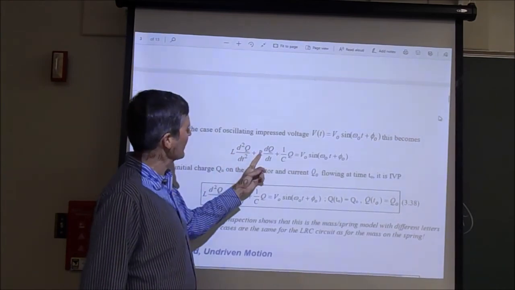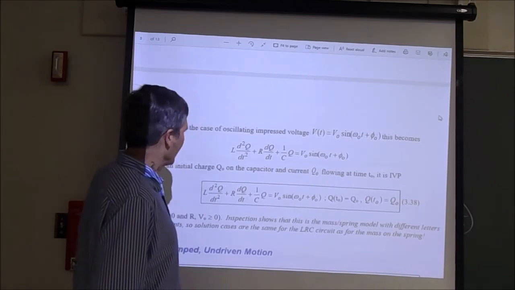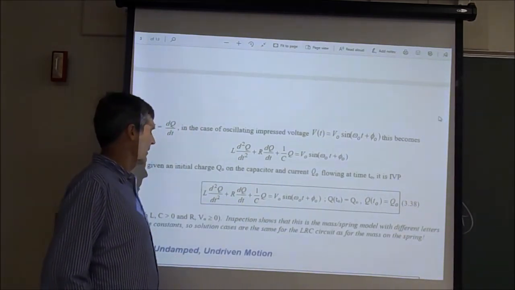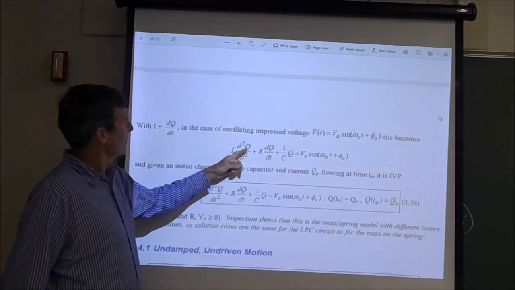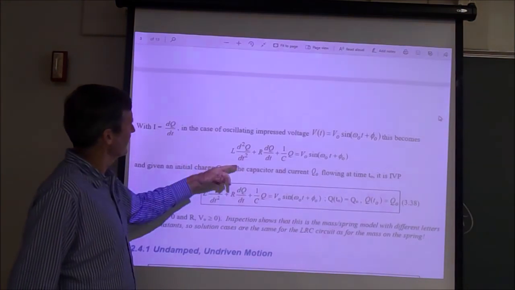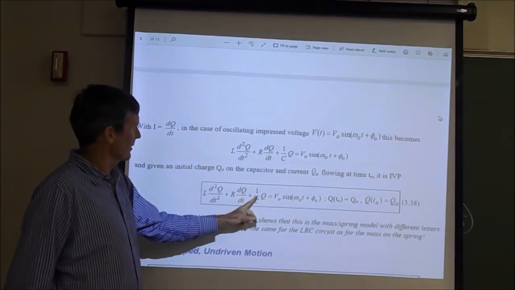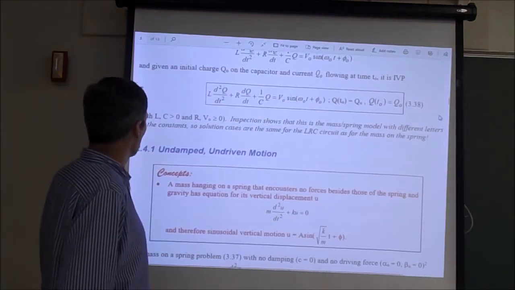M, C, and K in the first problem equals some driving force over here. And here's the general charge on the capacitor problem, where I replace di/dt with d squared q/dt squared, since I is dq/dt. And you get a second order differential equation with constant coefficients. Let's consider the homogeneous problem today when there's no impressed voltage.